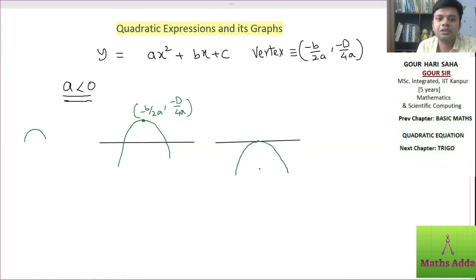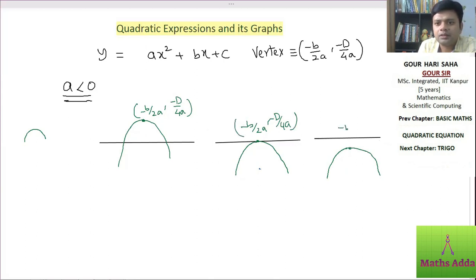Or it can be this situation where it touches the x-axis, or it can be this situation where it does not touch the x-axis at all, right. So it is minus b by 2a comma minus d by 4a. Vertex is always the same, right. This one, minus b by 2a comma minus d by 4a. So you can see it intersects the x-axis at 2 points. These are zeros of the expression, so you can say this is alpha and this is beta.